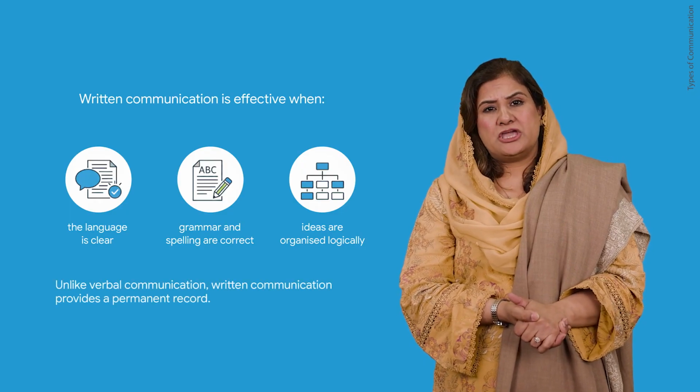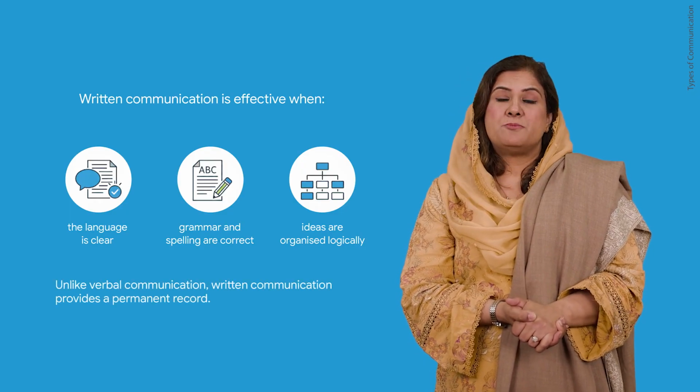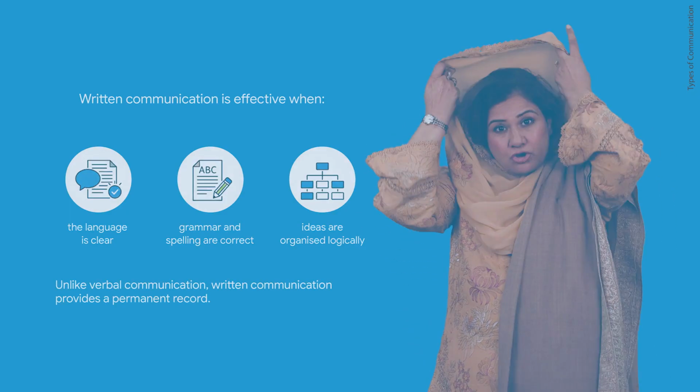Unlike verbal communication, written communication provides a permanent record. If instructions for an exam are written clearly, all students receive the same message. However, if instructions are poorly written, students may understand them differently. So it leads to misunderstanding and a lot of mistakes. This shows that written communication requires accuracy and clarity.